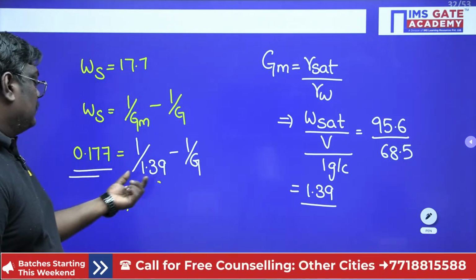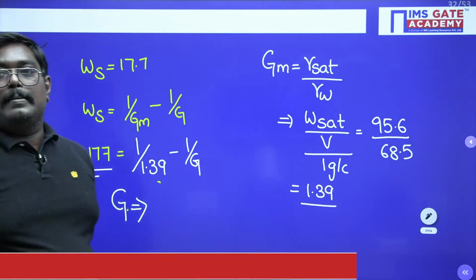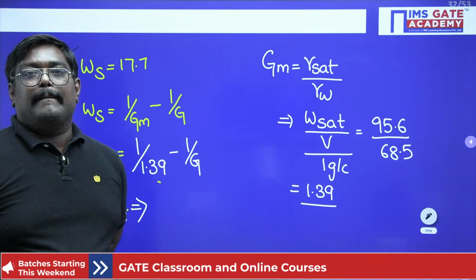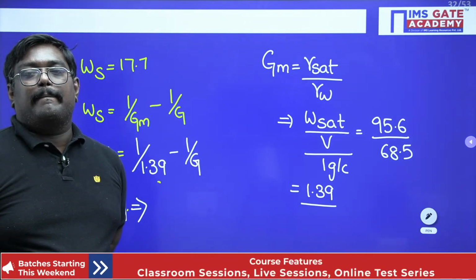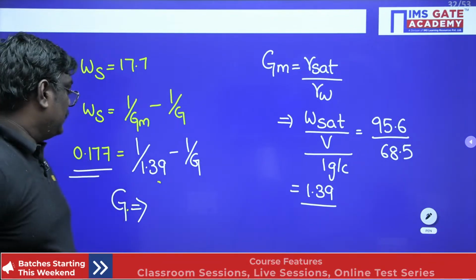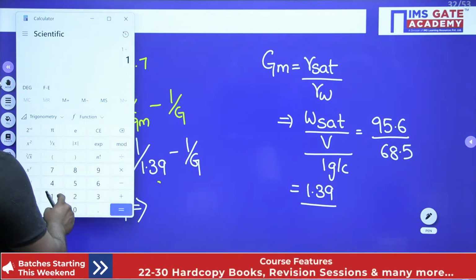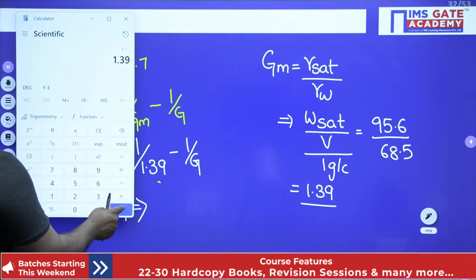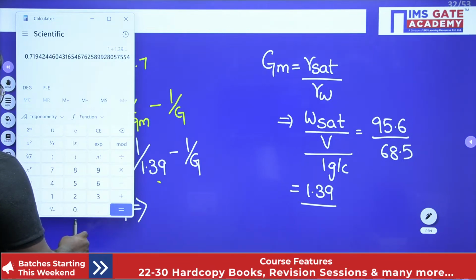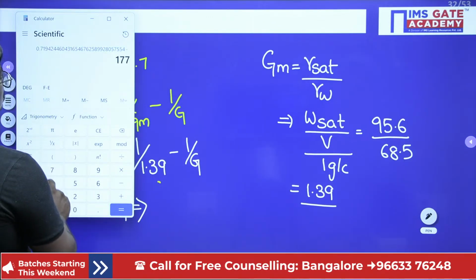Srujana, very good. What is the value of specific gravity now? Here you can write, sir. 1 divided by 0.77, right? Minus 0.177.